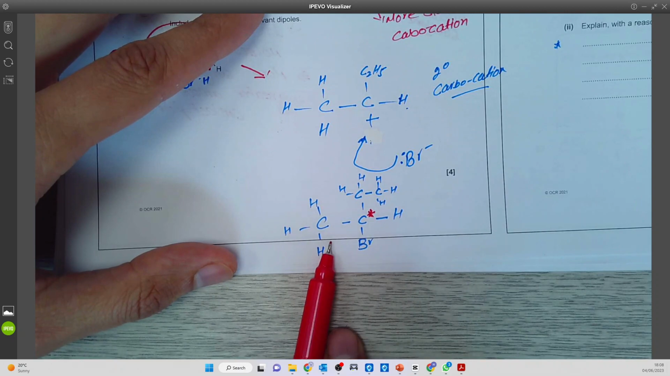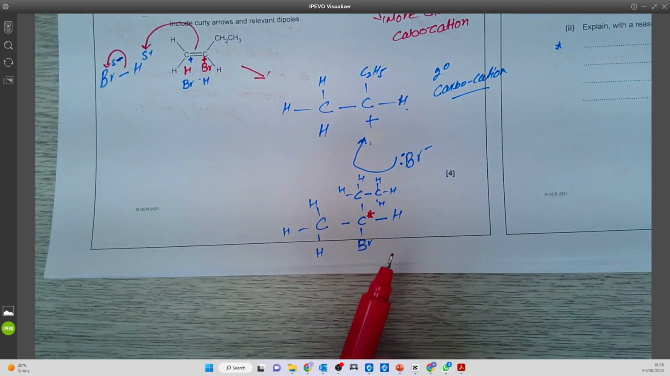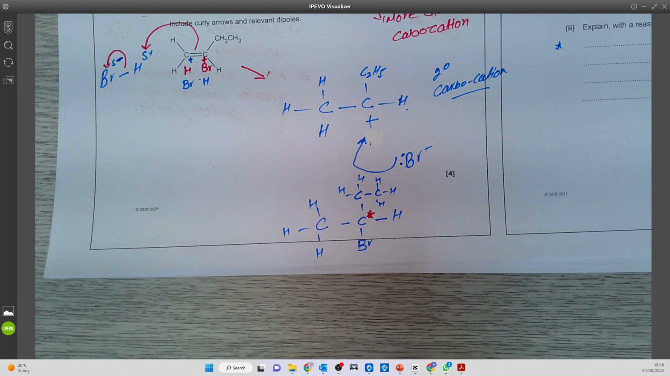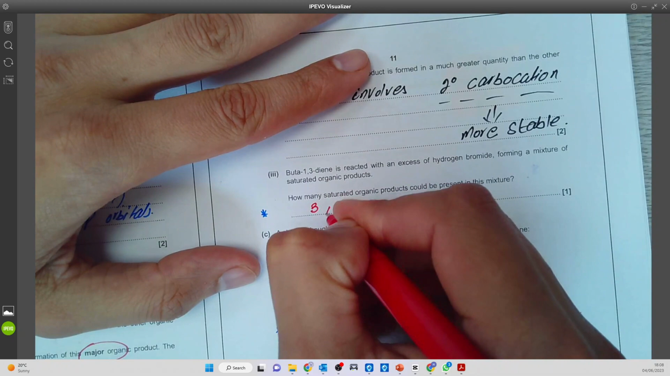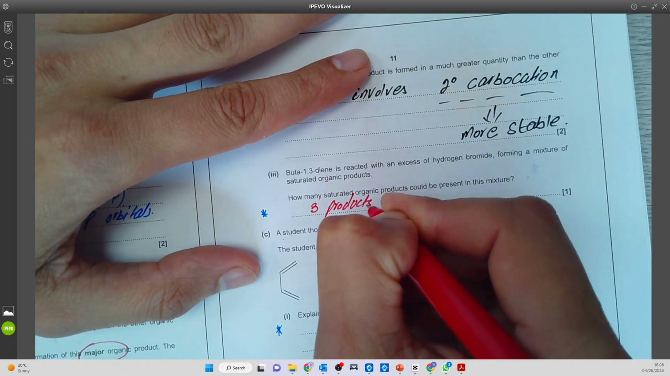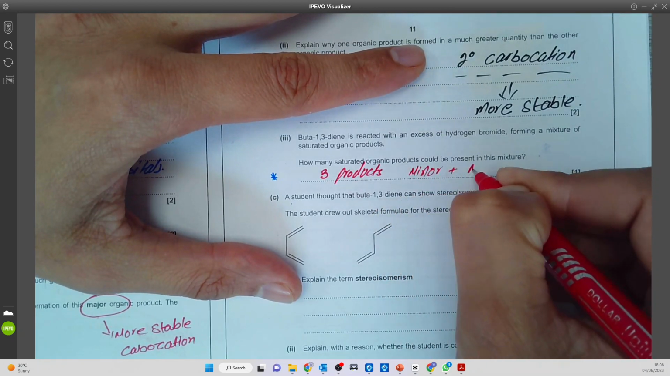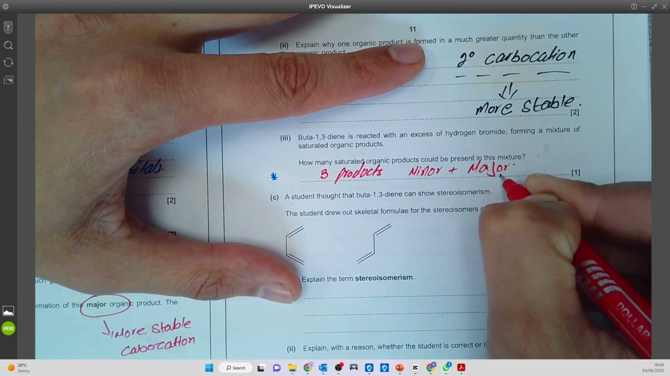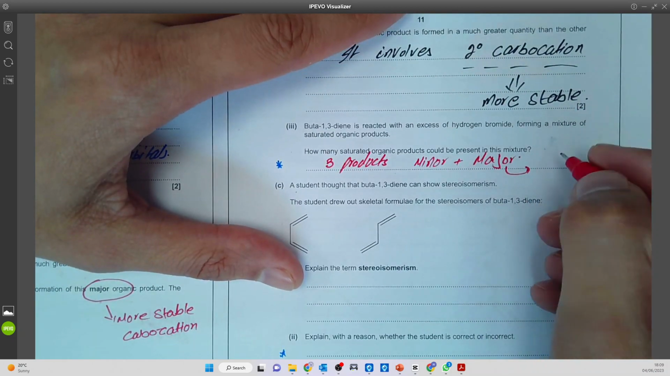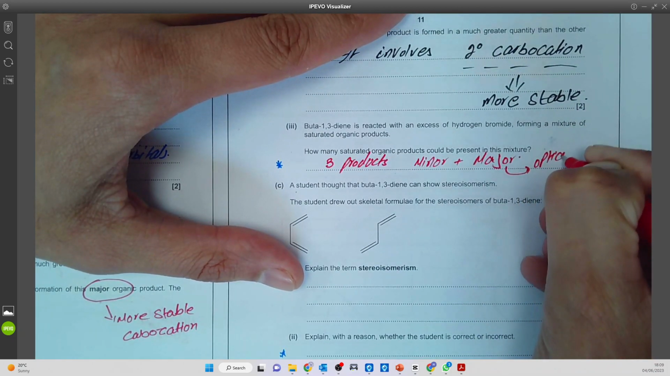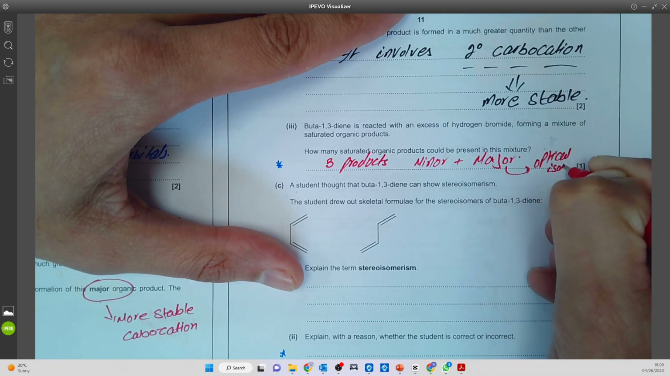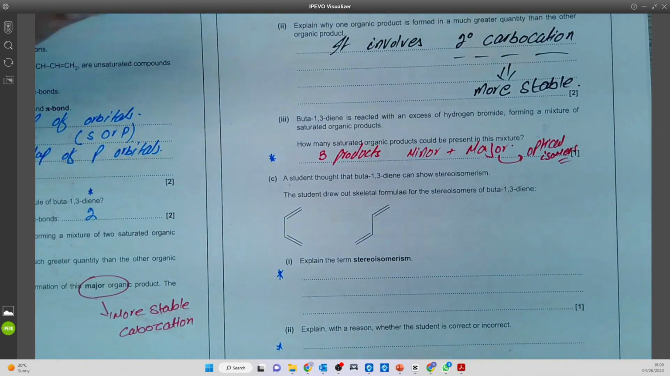So if it contains a chiral carbon, then it will have two isomers. In total, how many products will I have? Three. Three, because one, two, major and minor, but the major has two isomers. I can say it will be three products because there is a minor plus a major, but the major has optical isomers. That's why it will have three products.